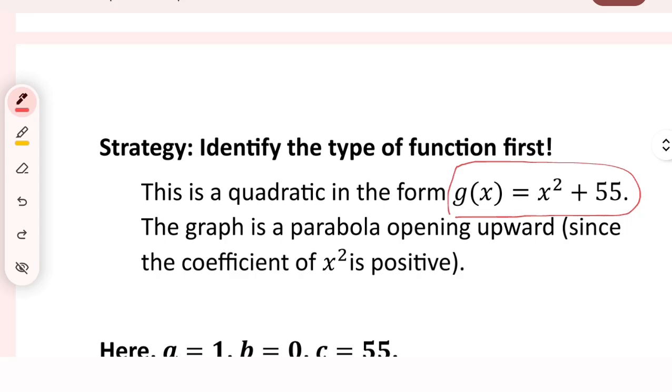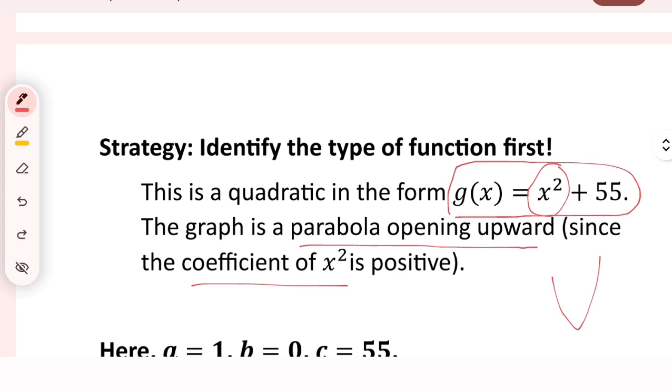That means it has 2 values of x. It is quadratic, and the graph is a parabola opening upward. Why is it upward? Because the coefficient of x squared is positive. If you see here, the coefficient of x squared is actually 1, positive 1. And since it is a positive number, then the parabola is opening upward, like that. It's opening upward.